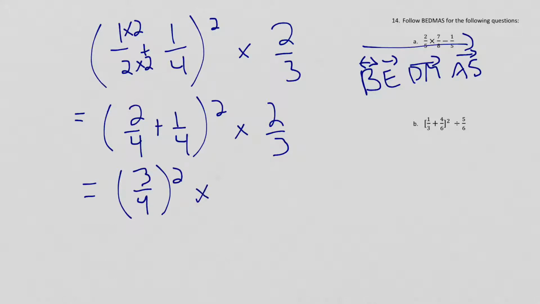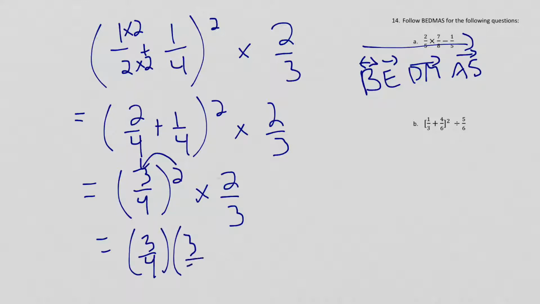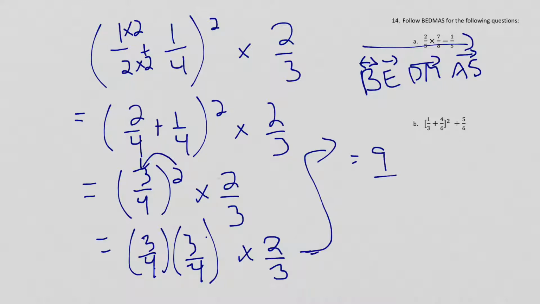We will end up squaring that. As we talked about before, this exponent 2 affects everything that's inside this bracket. So that means multiply 3/4 twice. There it is, and after that we will multiply by 2/3. So let's go up here, give myself some room. So 3 times 3 makes 9, 4 times 4 makes 16. To that I'm going to multiply by 2/3.